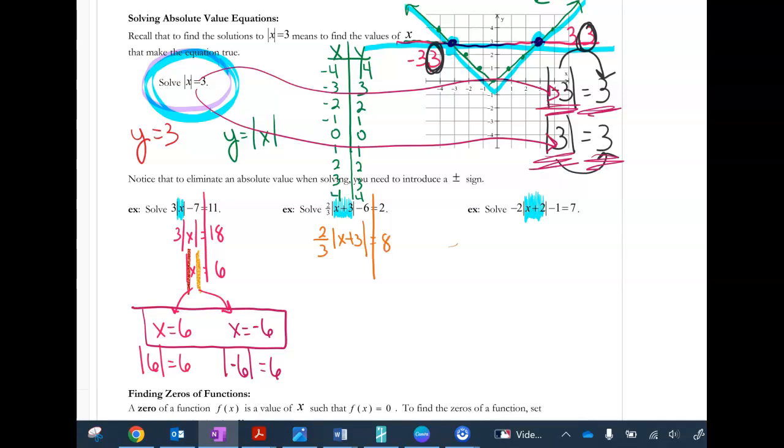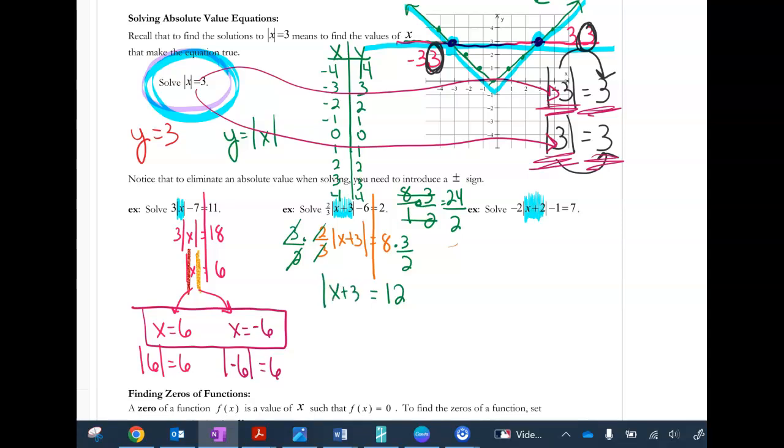And then to get rid of the fraction, I'm going to multiply by its reciprocal. So I'm going to multiply this by 3 halves, because the 3's will cancel out and the 2's will cancel out, which means I'm going to multiply the other side by 3 halves. And just to remind you, multiplying by fractions is very simple. You just multiply across for 24. You multiply across for 2. So the right side becomes 12.